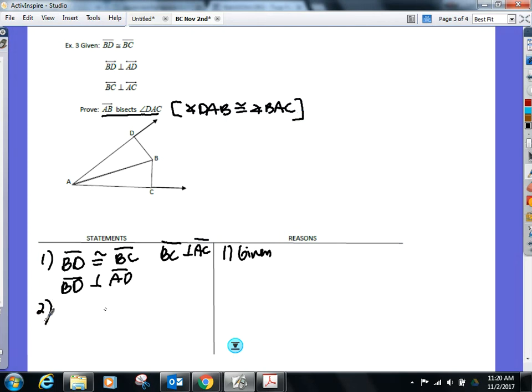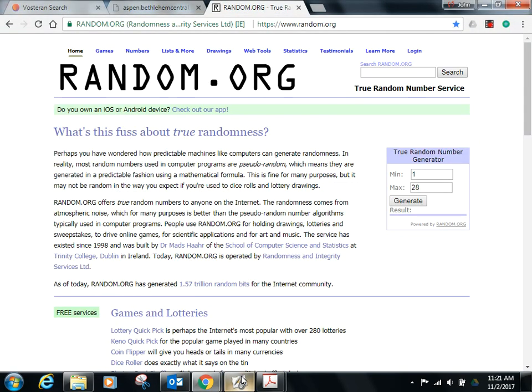So go ahead, get your givens in, everybody. Mark your diagram appropriately. So triangles, angles, and then we'll talk bisector. That's our goal right now.